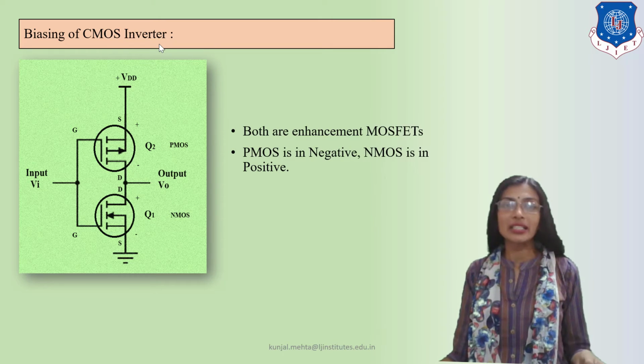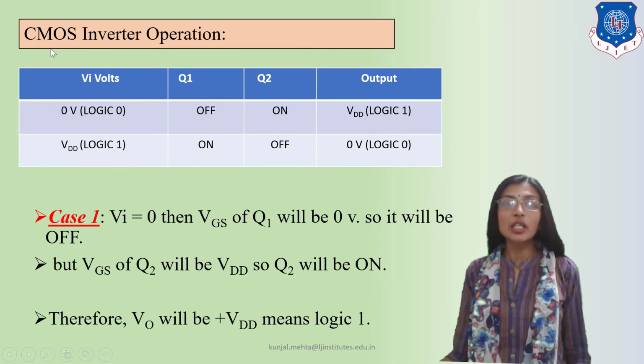So let's discuss the circuit operation now. CMOS inverter operation can be easily explained by this table, in which I have taken the main points: one is Vi in volts, Q1, Q2 condition and the output value. So we can easily understand the operation of the CMOS inverter, how it gives the inverted output.